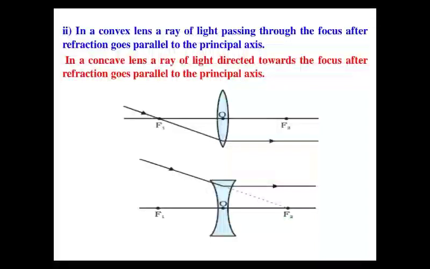Second rule, in a convex lens, a ray of light which is passing through the focus goes parallel to the principal axis after refraction. And in the case of a concave lens, the ray of light is coming and directed towards the focus, but after refraction through the lens, it goes parallel to the principal axis.